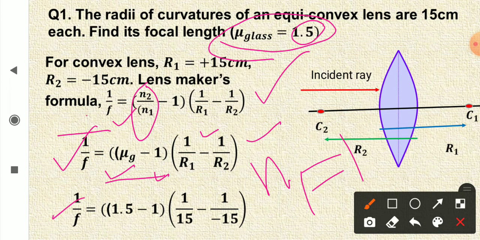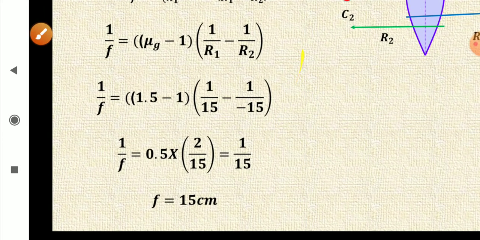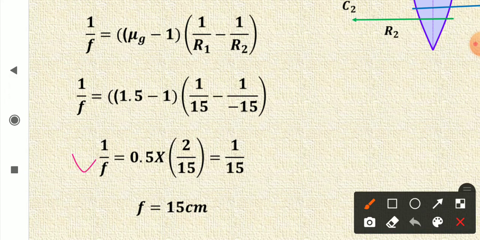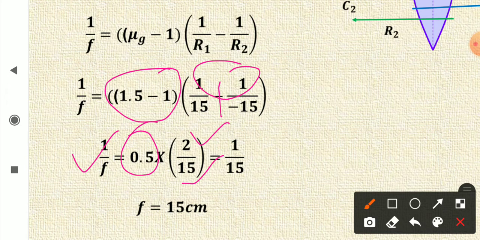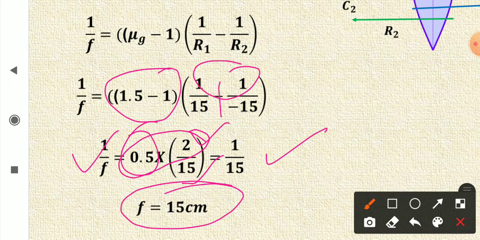So from here you get 1 upon f is equal to (1.5 minus 1) into (1 upon plus 15 minus 1 upon minus 15). So these two minus and minus give you plus, and you get 1 upon f is equal to, see, 1.5 minus 1 is 0.5 into, when this becomes positive, 1 plus 1, 2 upon 15. And 2 into 0.5 is equal to 1, so 1 upon 15, and take the reciprocal, focal length is 15 centimeter.